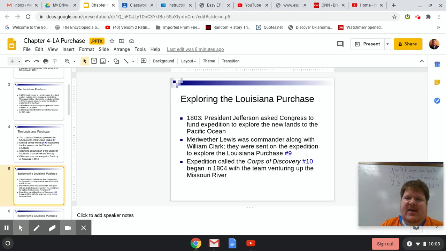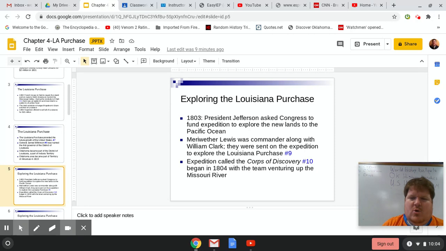What is out there? What's available? So he calls on Congress and says, "Hey, I need some funds. Can you please lend me some funds to go explore this area?" And so he counts on Meriwether Lewis, commander, along with William Clark, and they're sent out to explore the Louisiana Purchase, and are able to go across and try to figure out what is out there.